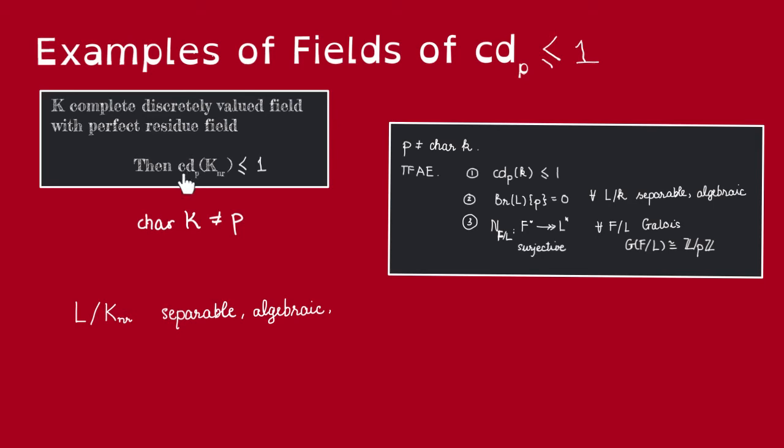Now, to show that the pth cohomological dimension of the maximal unramified extension of K is less than or equal to 1, we want to use this characterization. So we let L be a separable algebraic extension of this maximal unramified extension, and what we want to show is that the p-primary part of the Brauer group of L is going to vanish. Actually, we will show something stronger. We will show that the whole group must vanish, so that we can use the equivalence between 1 and 2 here to prove that this cohomological dimension is less than or equal to 1.